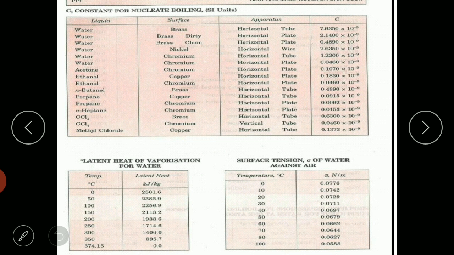As we saw, the surface tension may also be required. So surface tension is here. You can see surface tension. With this table we can note down surface tension.